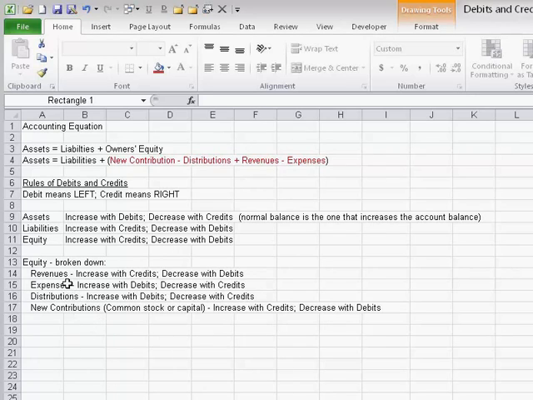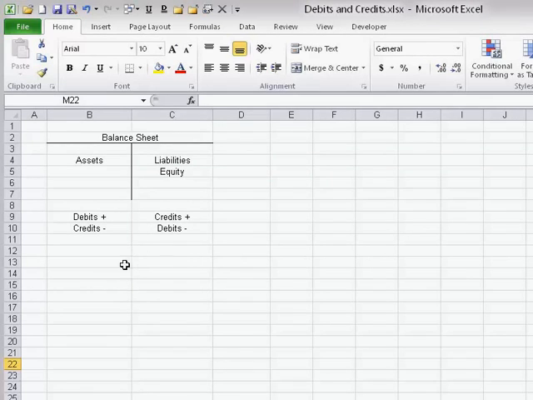Okay, we can break equity down into revenues. They increase with credits, decrease with debits. The expenses go the opposite way. They increase with debits and decrease with credits. Distributions increase with debits and decrease with credits. And new contributions act the same way as revenues, where they increase with a credit and decrease with a debit. Now, if it's easier to memorize it in this format, then pause the presentation and take a look at that presentation so that you can see debits are on the left, they increase, credits are on the right, and they decrease. Okay, I hope you found this beneficial to your understanding of debits and credits.